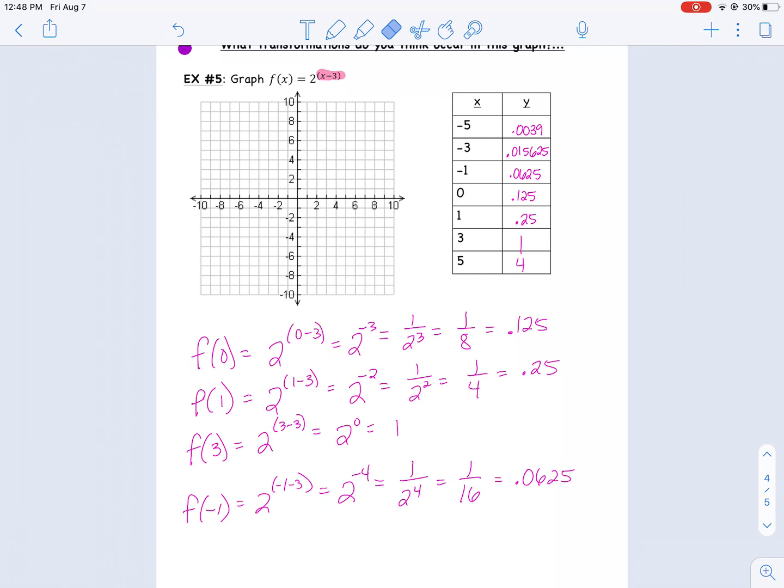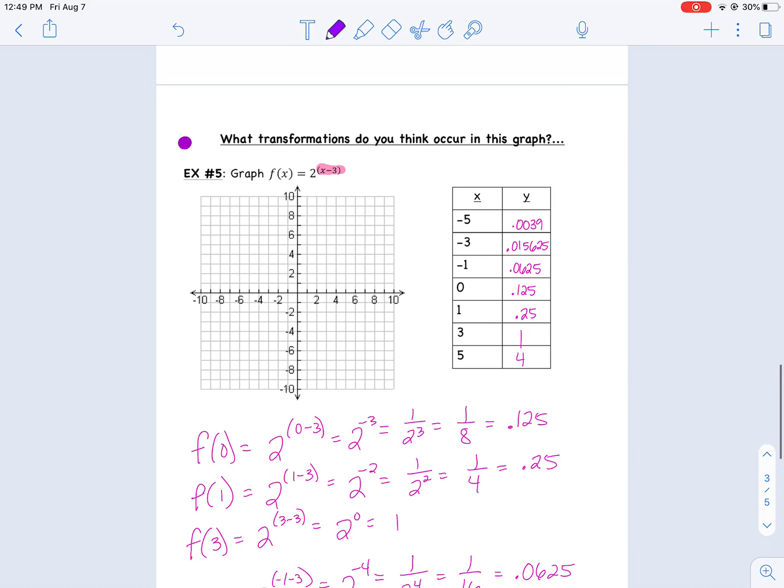All right, finishing the chart, hopefully your values match my values, and let's go ahead and graph this and see what happens. I have a point at negative 5, 0.0039. That's a really close number to 0, right? So I have negative 5 and then just above 0. I have negative 3 and then again a really small decimal but a little bit above 0. I have negative 1, 0.0625, so we're getting bigger, but still a small y value.